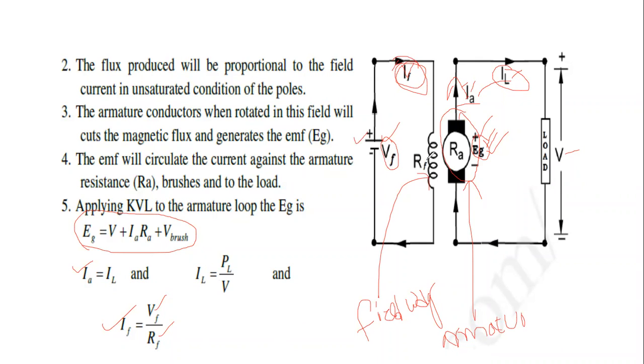Separately excited means that the field winding is excited by a separate DC source. By using this DC source, we are producing the field current. Then automatically that current flows through this field winding, and the flux will be produced. That flux is cut by the armature conductors, and due to that, EMF is induced according to Faraday's laws.